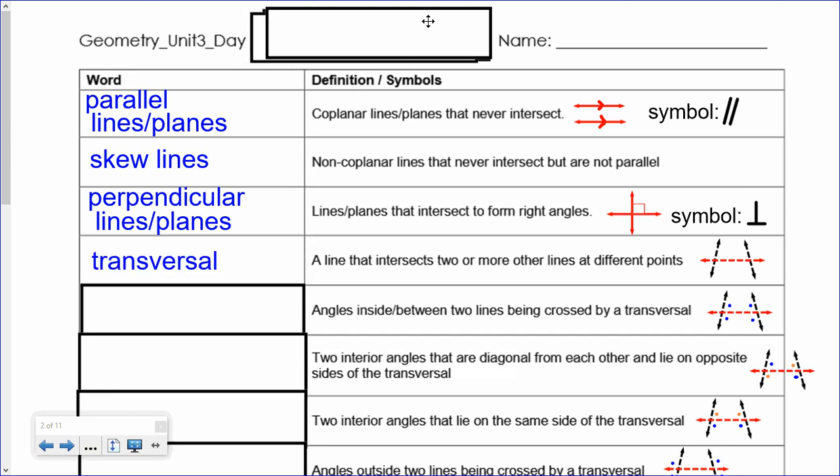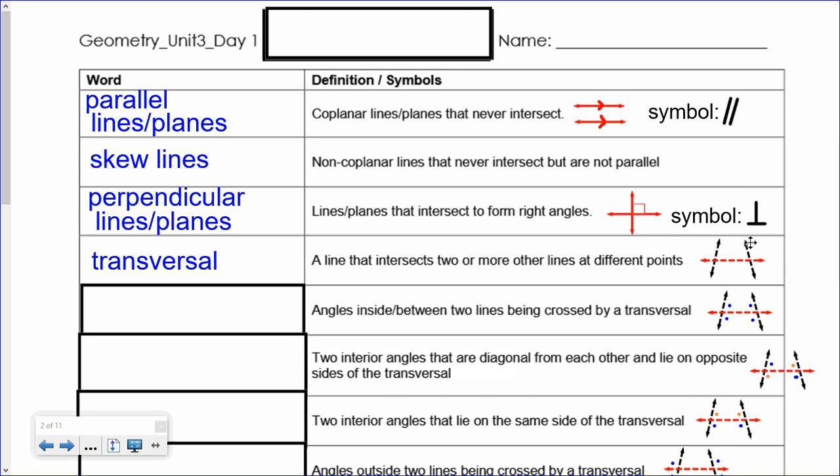All right, a transversal. A transversal is a line that intersects two or more other lines at different points. So these two black lines I had originally, and then once you draw the red line, it crosses the two black lines at two different points. The red line is the transversal.